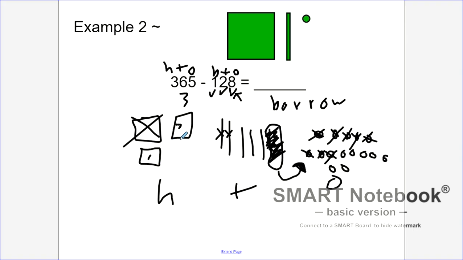100, 200. 210, 220, 230. 231, 232, 233, 234, 235, 236, 237. So our final answer would be 237.